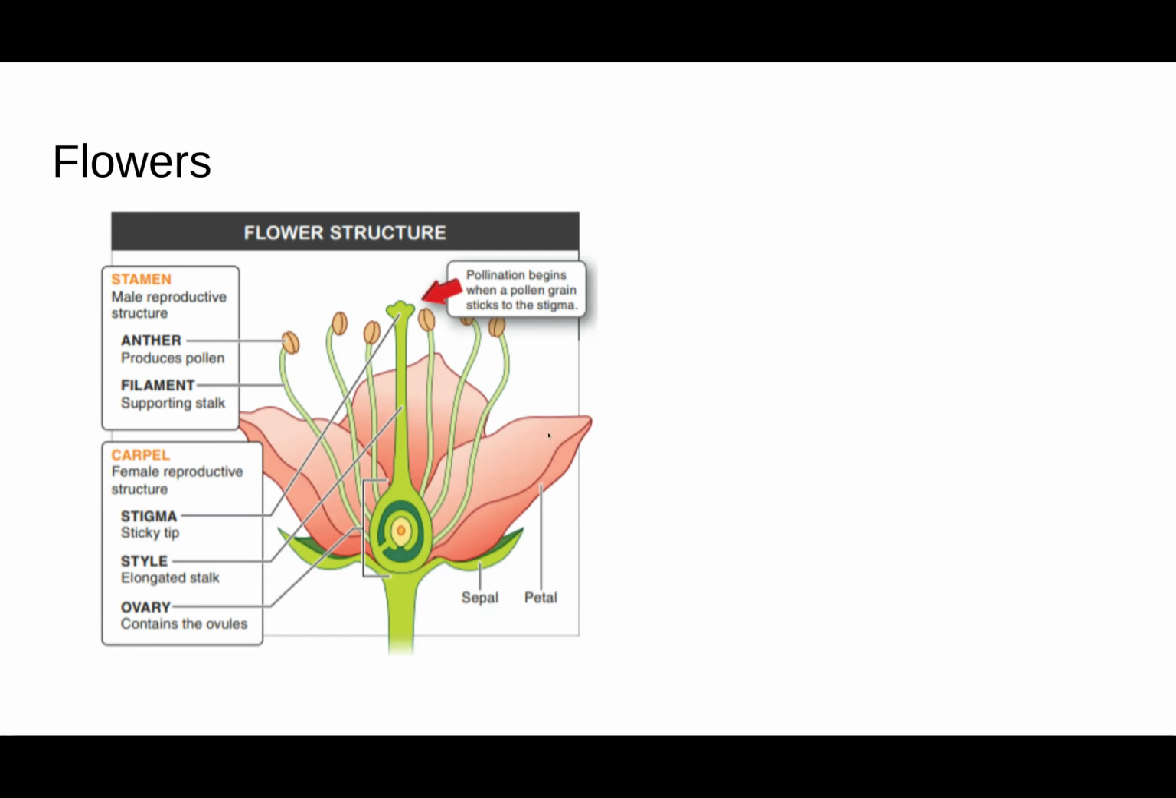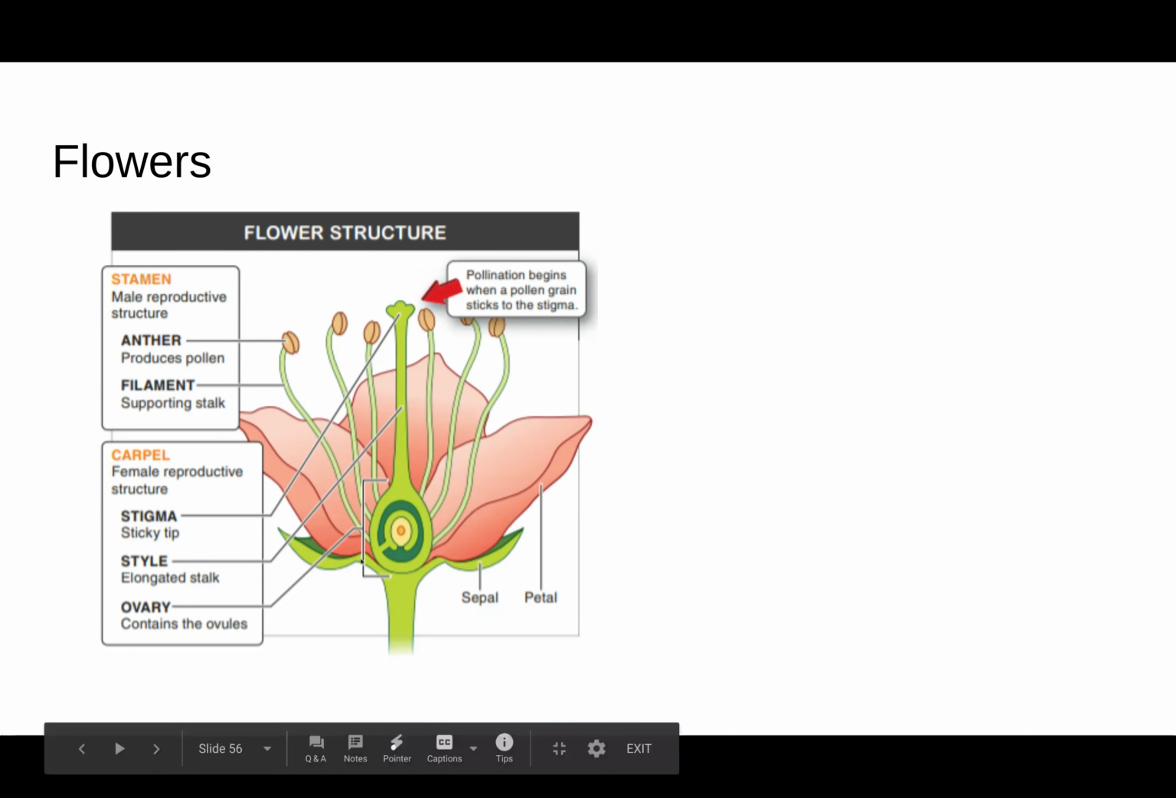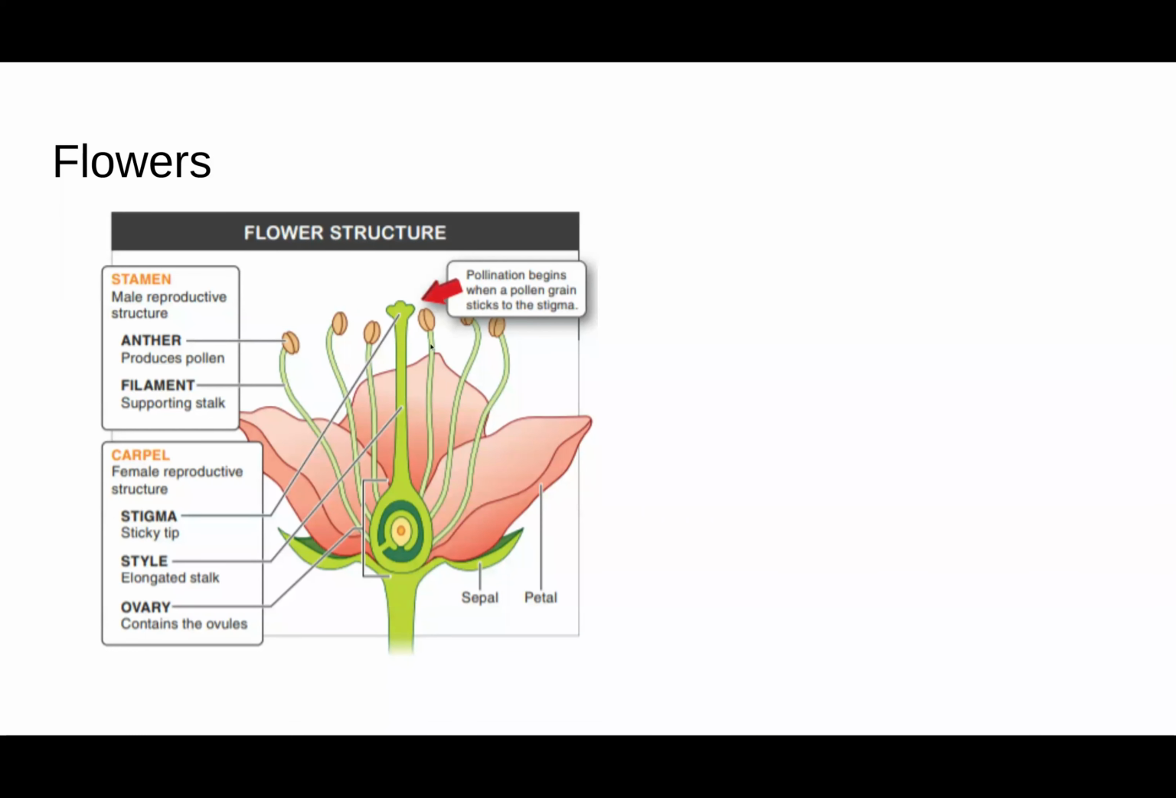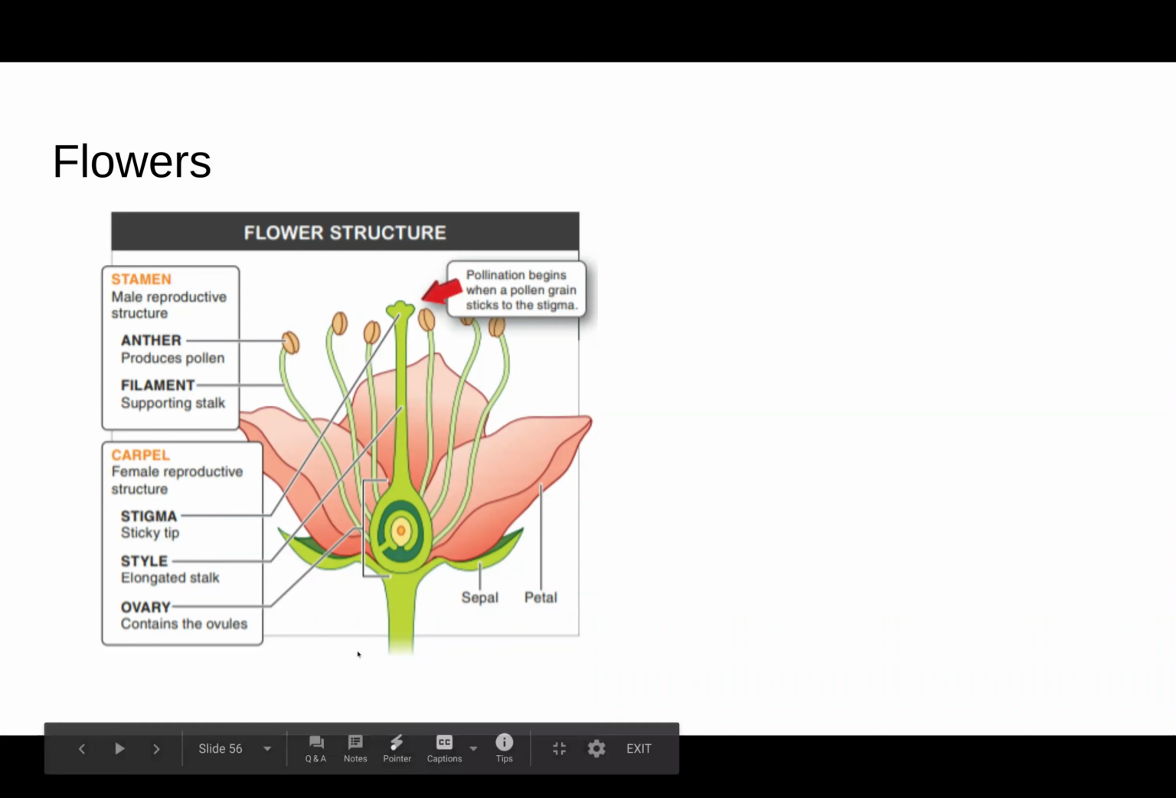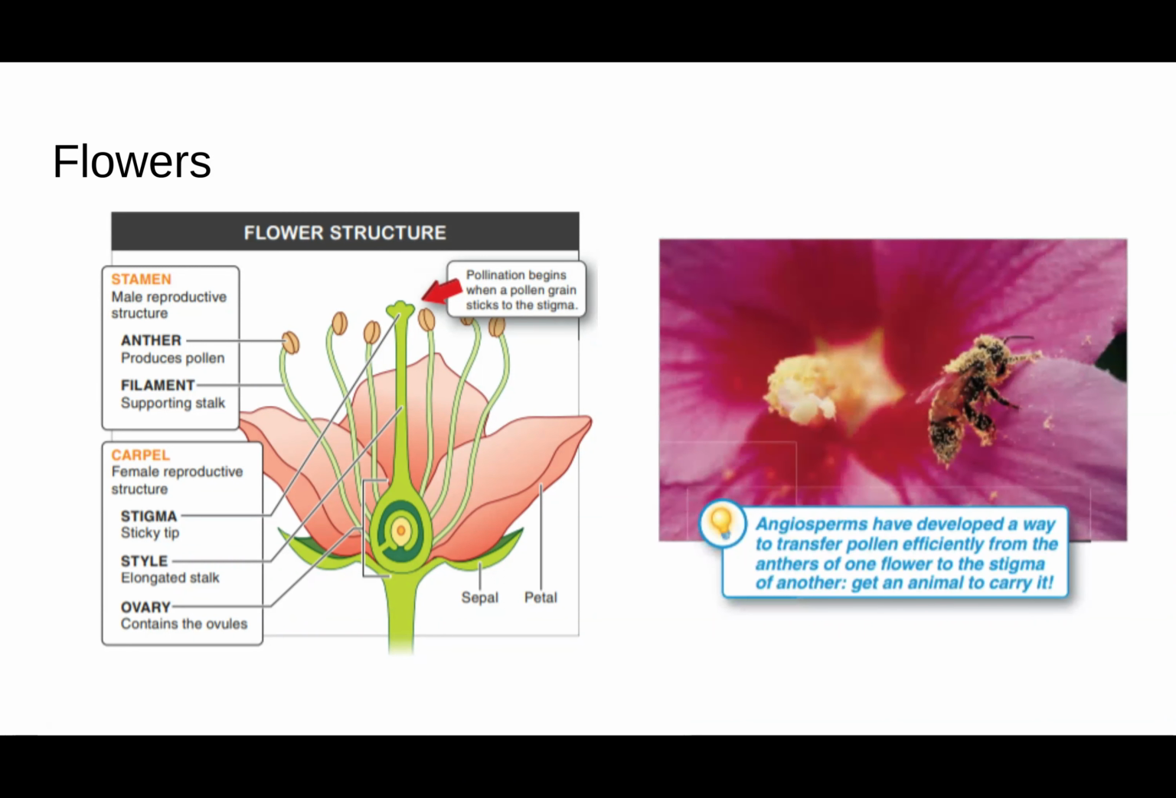And then there's obviously the petal, and then the green parts below the petal are called the sepals. This is the overall basic structure of a flower. We have the stamen and the carpel. And remember, male parts, female parts. And yes, all flowers do contain both the male and the female parts.